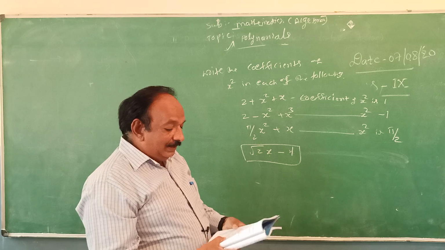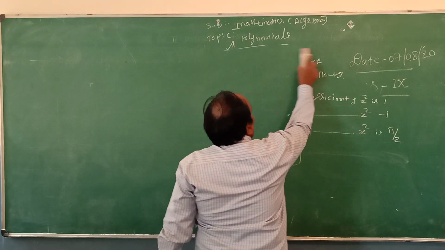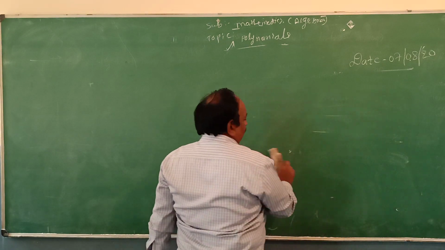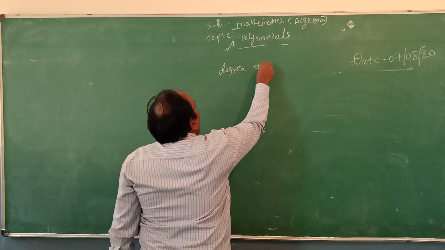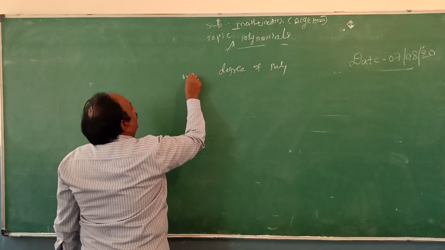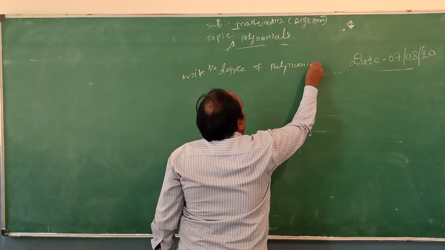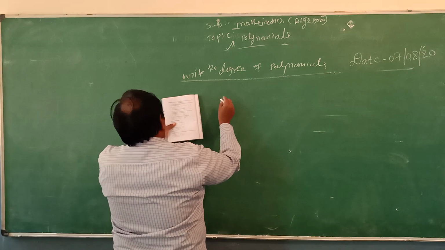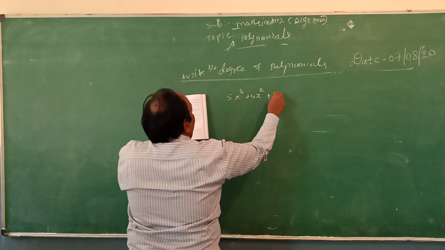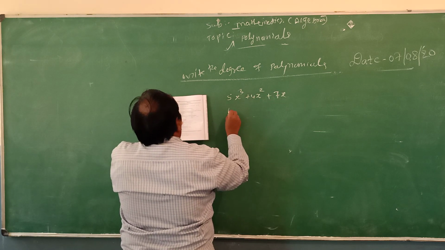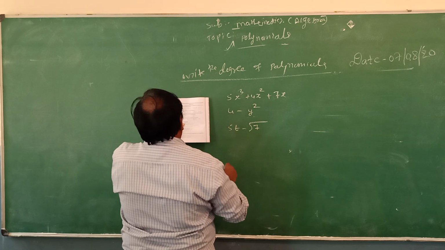Next, write the degree of each of the following. The highest power of the polynomial is called the degree of the polynomial. Write the degree of the following polynomials: 5x cube plus 4x square plus 7x, 4 minus y square, 5t minus root 7.